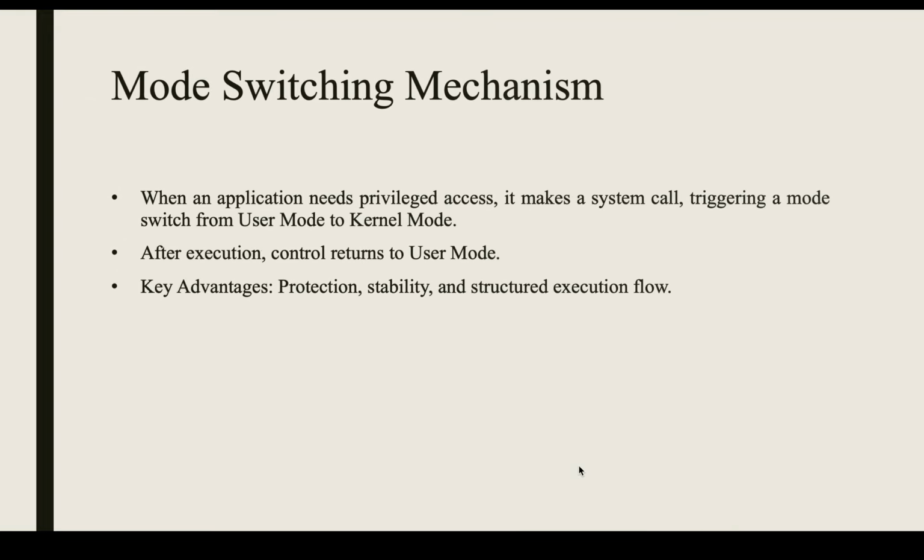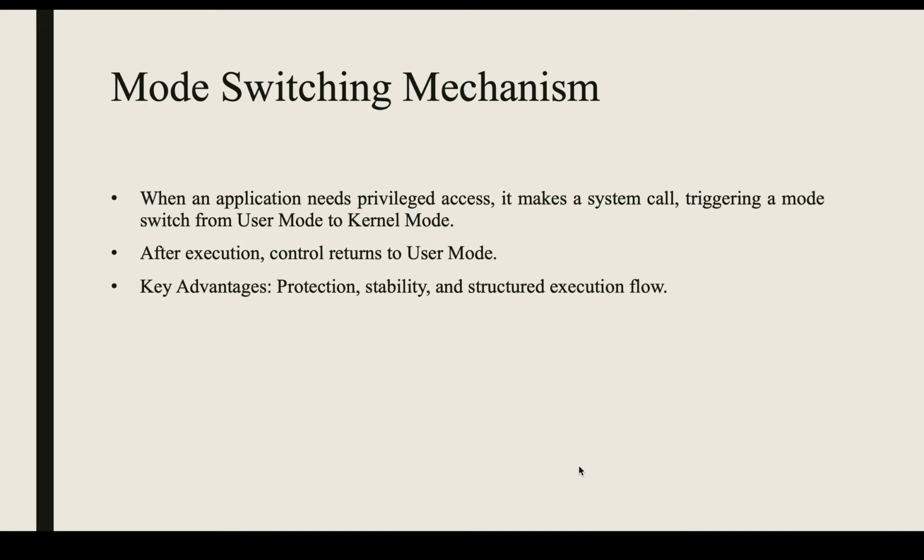Now, how do we switch between this user mode and kernel mode? Whenever a user wants to access some privileged applications, it makes a system call, triggering a mode switch from the user mode to the kernel mode. Once it performs the particular actions in kernel mode, it returns to the user mode. In this way, we switch from user mode to kernel mode to maintain stability and structured execution flow, and its protection from any unauthorized third party applications.